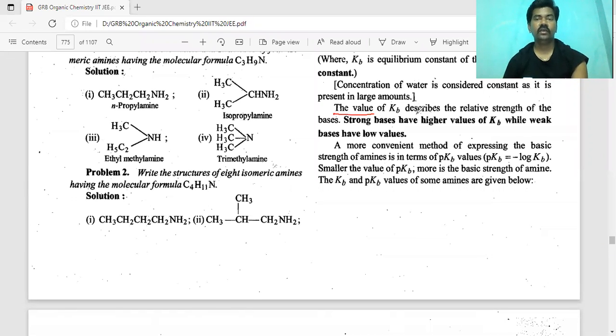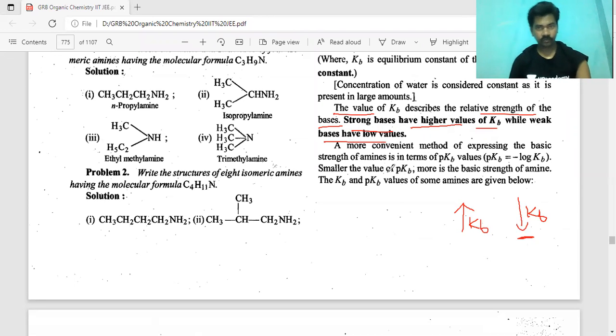The value of Kb describes the relative strength of the bases. Strong bases have higher values of Kb, while weak bases have lower values. This point is very, very important. You can expect this type of question as multiple choice, multiple correct answers. Strong bases have higher values of Kb, so if the Kb value is more, it is a strong base, while weak bases have lower values. If the Kb value is low, it is a weak base.